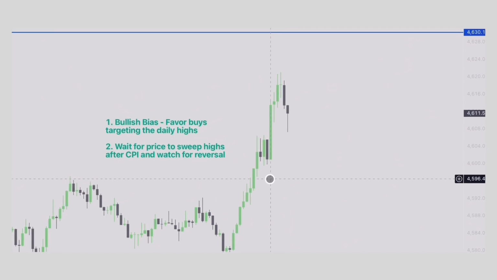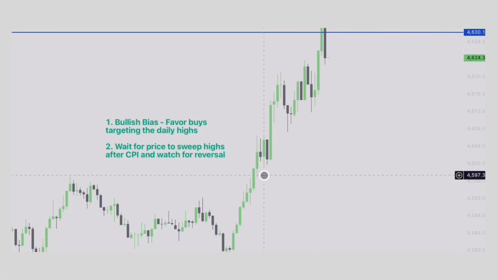I posted this on my Telegram channel, which I will be linking below. I posted this particular fair value gap as a potential level to then target higher prices. So if I just play this out, price eventually makes its way up there, which is actually where the next part of my plan happened.